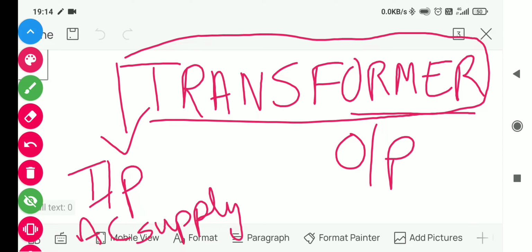Remember, we are not going to give DC supply, because if you give DC supply, it is going to harm us a lot. I will be discussing that later on. But just remember, for God's sake, that we should not connect DC supply to a transformer and we should go for AC supply only. So that is the input of a transformer. And what about the output? It is basically the AC output to the load.